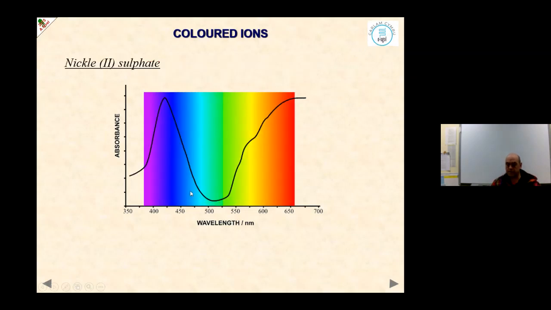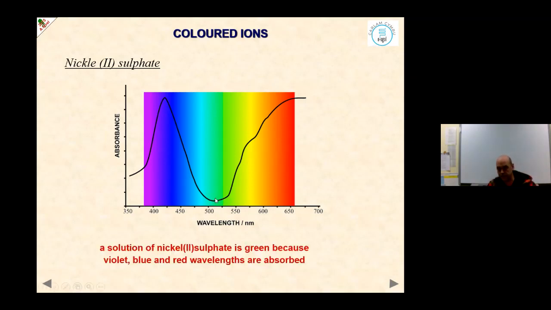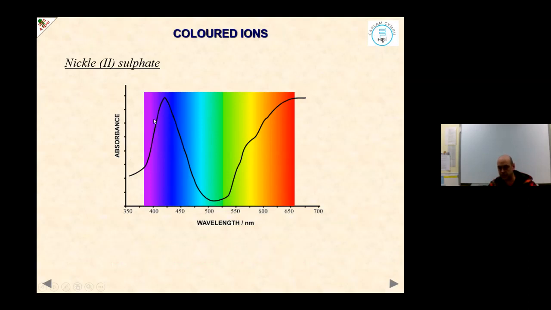Okay, so I'm going to have a little pause now for you to do a little bit of thinking. Here's some nickel 2 sulfate, and this is the absorbance of it. What I want you to do is have a quick look at that and consider what the colour would be. What's being absorbed and what isn't being absorbed. Let's give a little pause so you can have a think. Hopefully you see that the green's not being absorbed, so we'd expect this nickel sulfate to be green. I have seen questions like this in the past: it shows you the absorbance chart, and you have to work out what the colour of the solution would be. It's the colour that's not being absorbed.